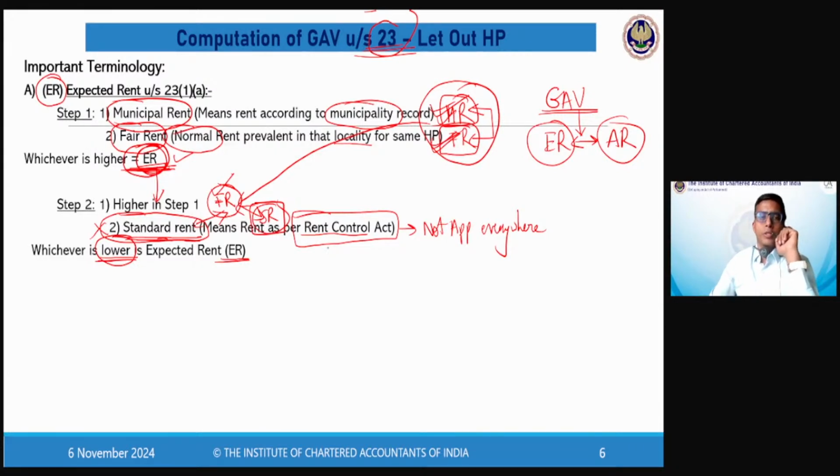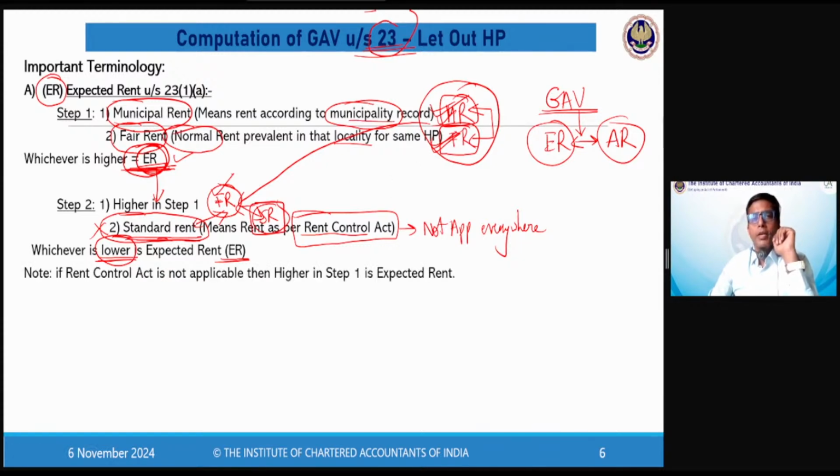Now, pay attention, students. MR, FR, municipal rent, fair rent, whichever is higher, and that figure compared with standard rent, whichever is lower. And as I said, Rent Control Act is not applicable in all cases. Where it is not applicable, then simply the higher figure that you got in the first step is your answer of expected rent.